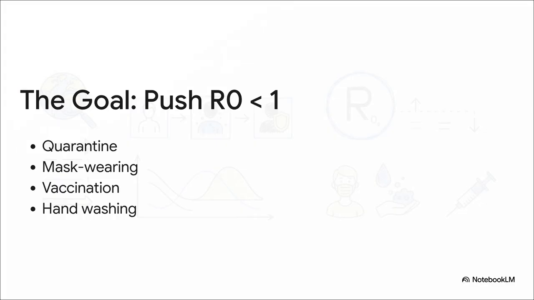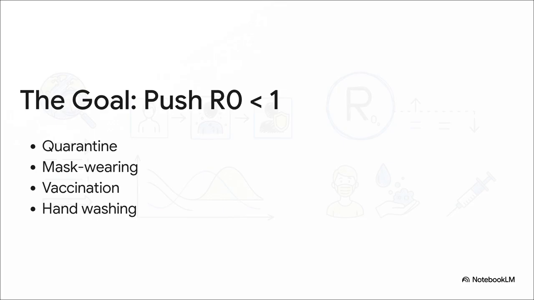And this is the absolute key takeaway. Every single thing we do in public health, quarantines, wearing masks, vaccines, heck, even just washing your hands, it all has one single goal. Push that R0 number below the magic threshold of 1.